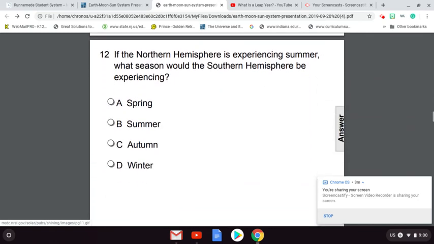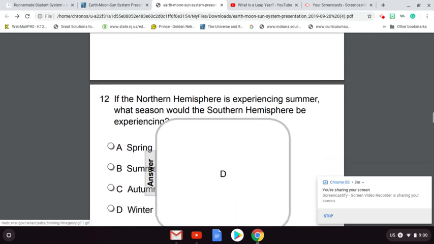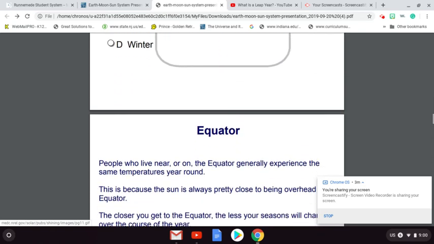Okay, question 12. If the northern hemisphere is experiencing summer, which season would the southern hemisphere be experiencing? And the answer is D, winter.